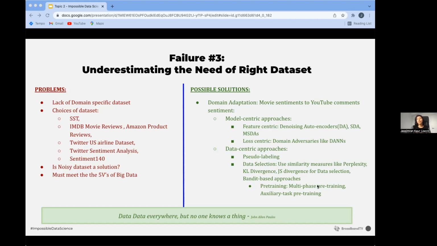And then obviously, with the advent of transformers and the whole era of transformers, they have really revolutionized the way we go about domain adaptation. What you can do here is multi-phase pre-training. You do language modeling on certain text, and then fine-tune on more specific task-related texts.